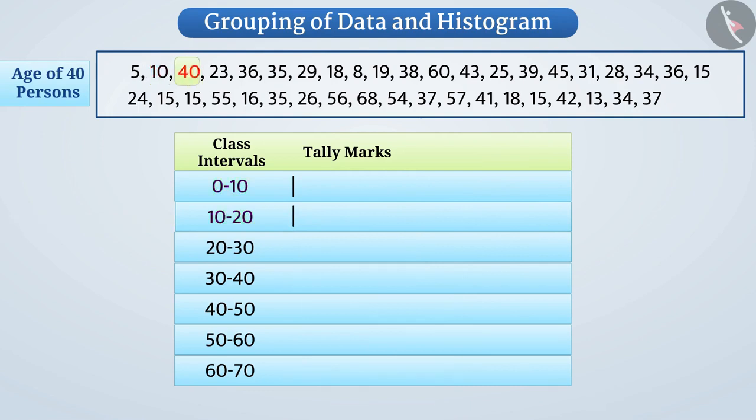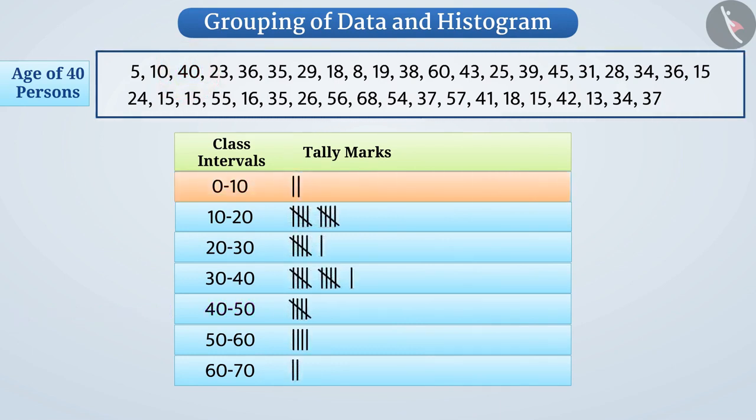So, tell me in which class interval the observation 40 will be included? Think. Absolutely right. It will be included in the class interval 40 to 50 and not in 30 to 40. So, we will create a tally mark in class interval 40 to 50 to represent 40. Similarly, we will present all the data in the table using tally marks.